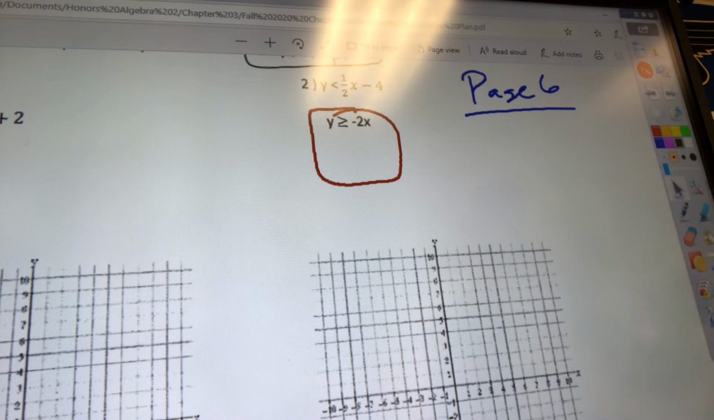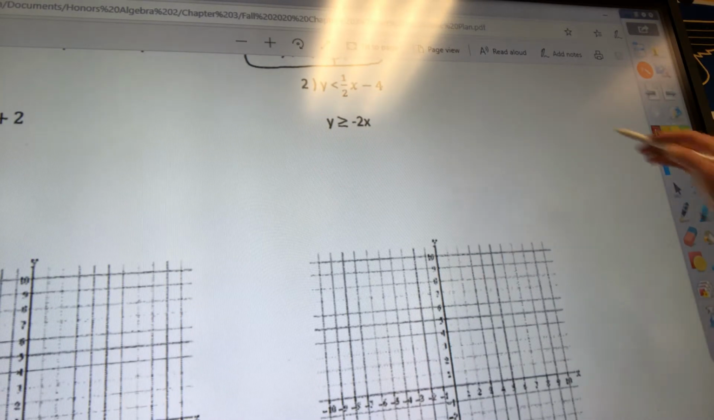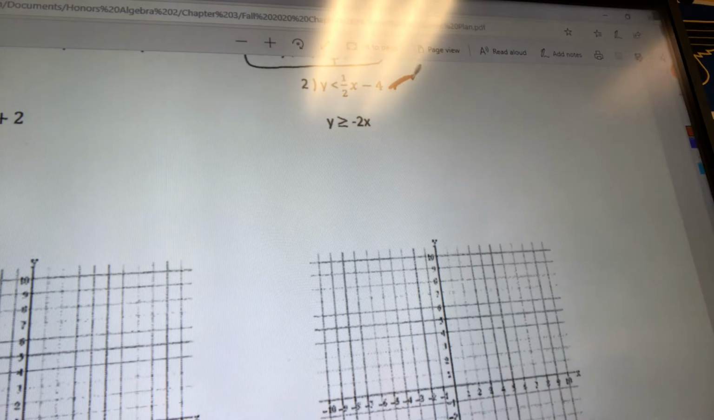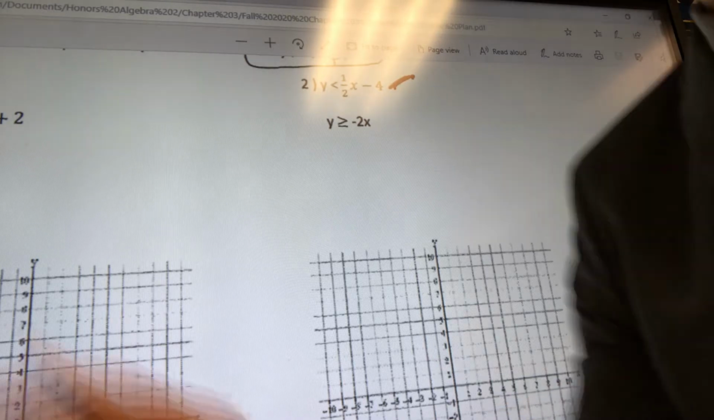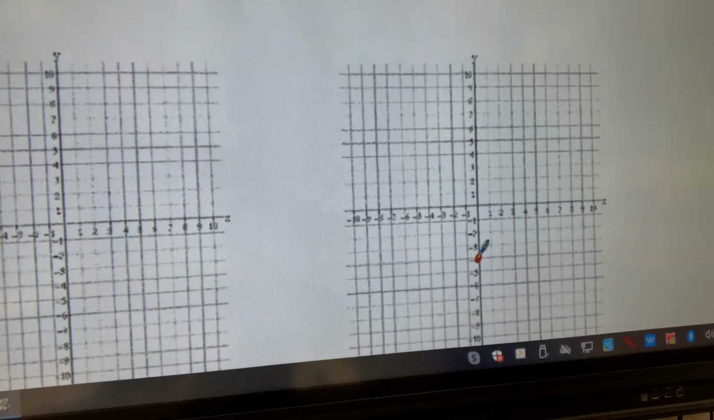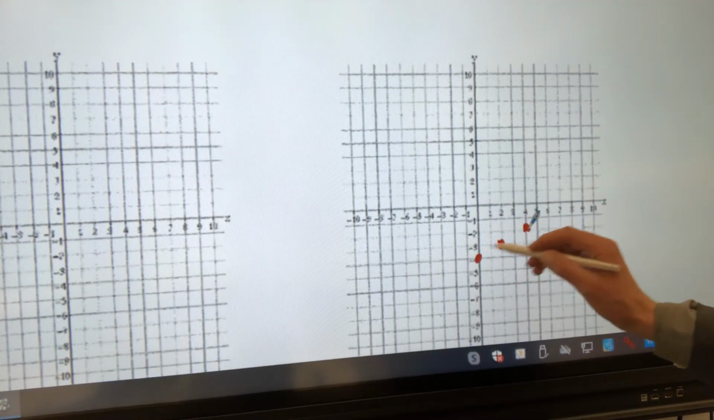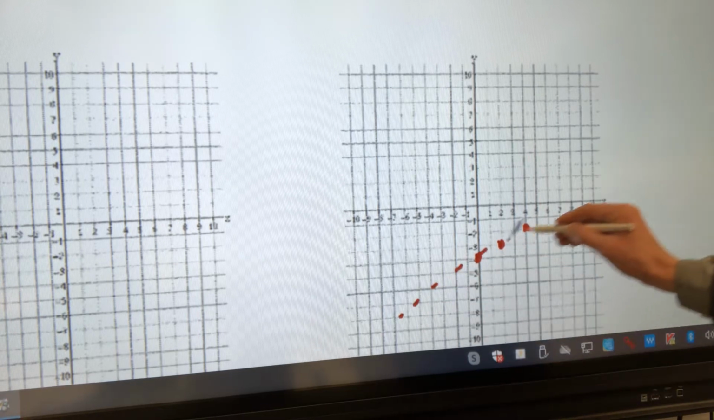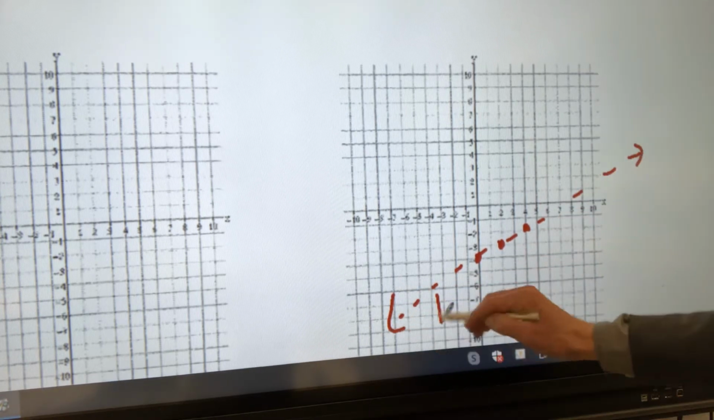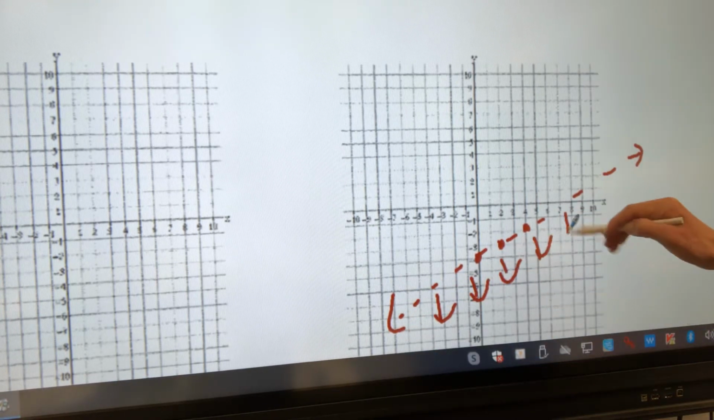So something like number 2, let me handle that one. y less than 1/2 x minus 4. So I've got a negative 4, it's the y-intercept. And then I am going to go up 1 over 2 a few times. What I have here is a dotted line. Less than means I shade below.